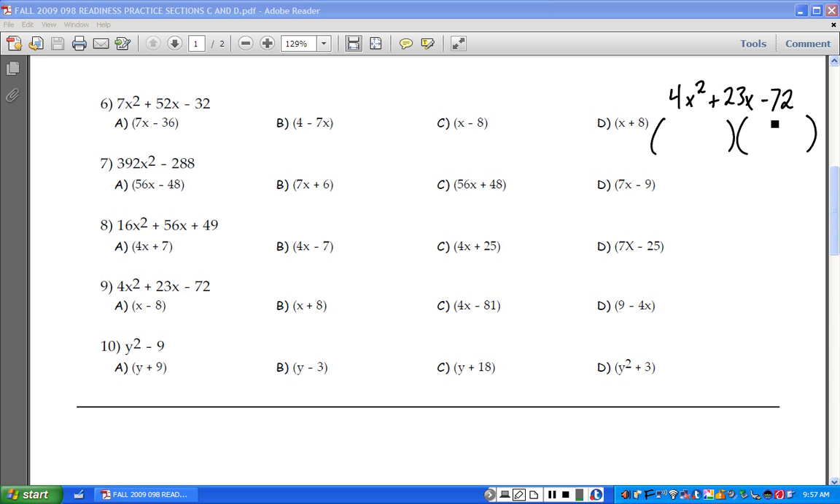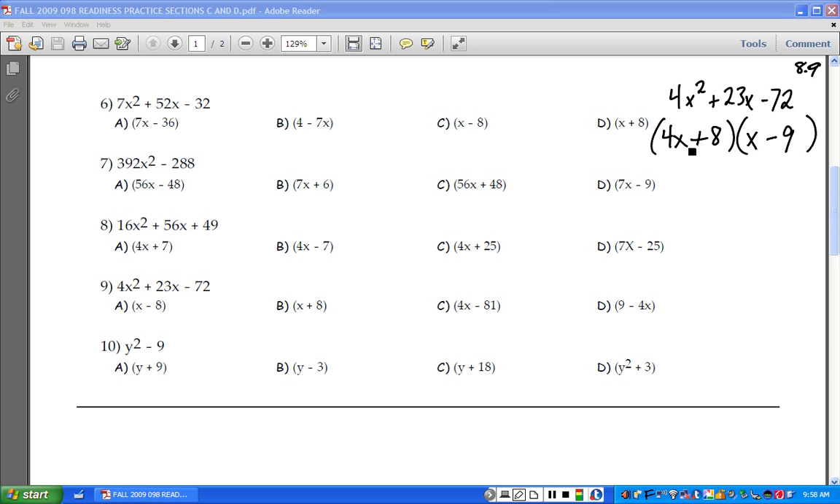Okay. For my 4x squared, I'm going to just go with 4x times x. And for my 72, most common being 8 times 7, I'm saying 8 times 7, looking at the 72, 8 times 9 being the common factors for 72. Because of the negative 72, I know that one of the numbers is positive, one of the numbers is negative.